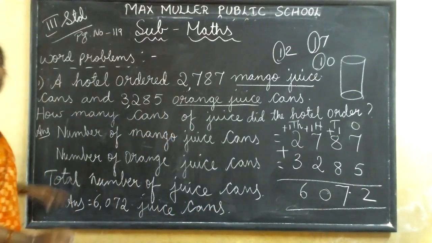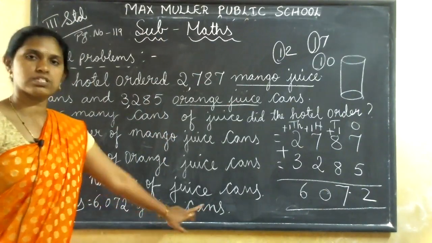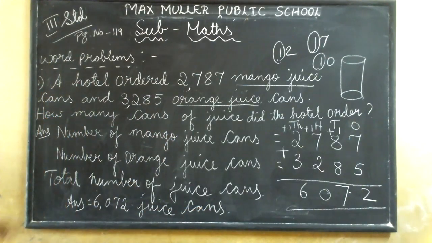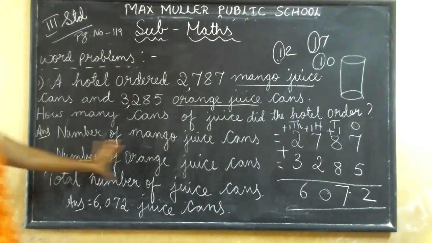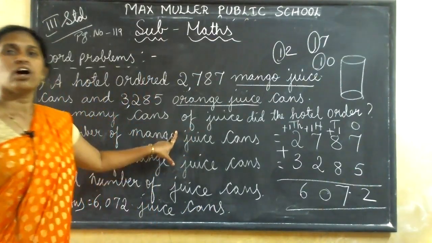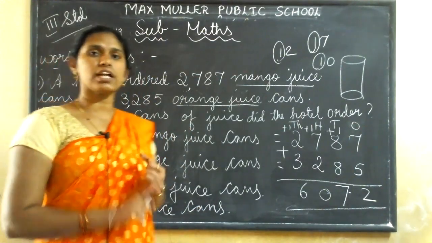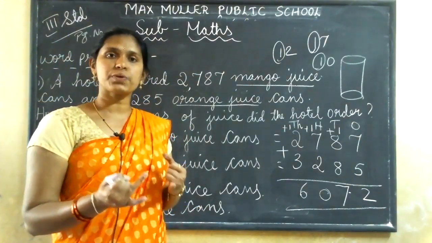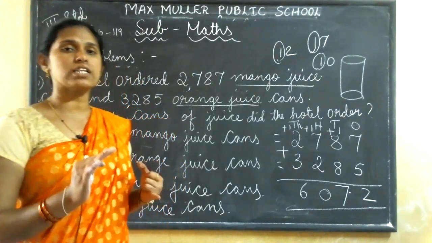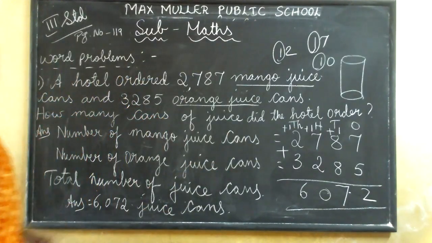So how much they have ordered? They have ordered 6072 juice cans. Understood all of you? Here you have to read that one. You have to understand. Then you have to frame the sentence and you have to see whether it is addition or subtraction. I have told when I am doing addition, I have told sum, altogether, total number. These words if you get, you have to add. Understood all of you? So next one, the second problem.